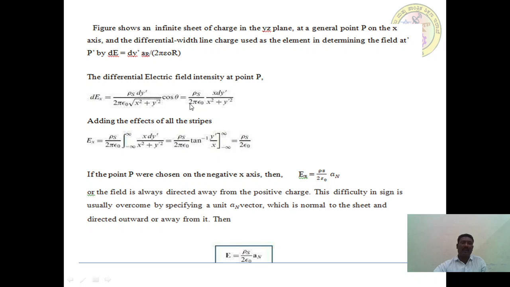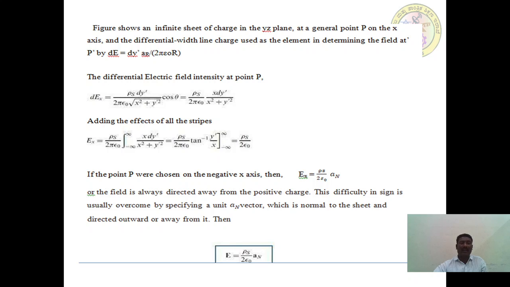Rho s divided by 2 pi epsilon naught, which is a constant, into x into dy dash divided by x square plus y dash square. Adding the effect of all the strips, we get Ex. Here dEx is a differential or fractional field, but now we want the total field.